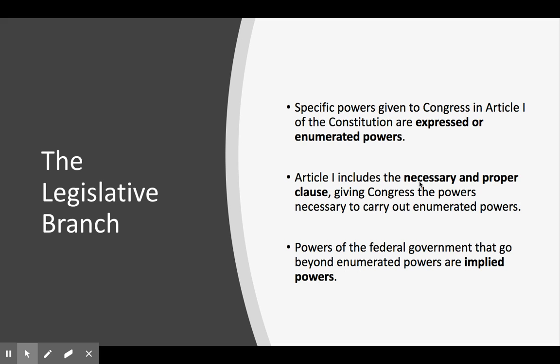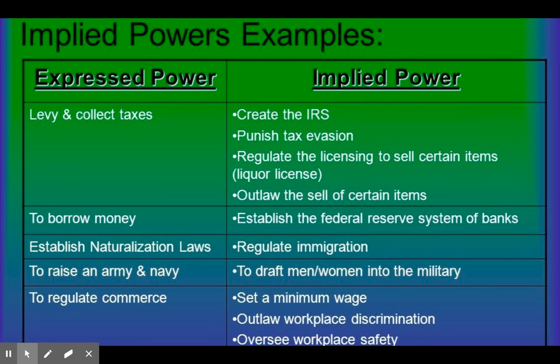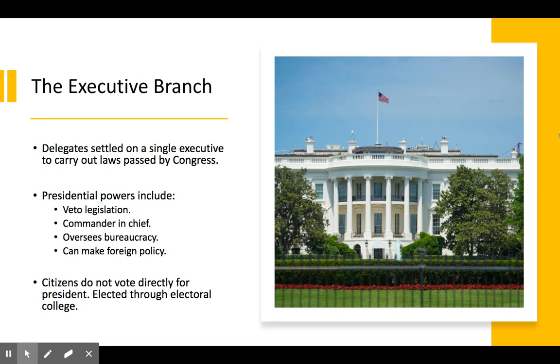Now, you might also see the necessary and proper clause as the elastic clause. Just know that that means the same thing. Now, powers of the federal government that go beyond enumerated powers are called implied powers. And this is just some examples of implied powers. So these are some of the expressed powers or enumerated powers of Congress, and then the implied powers. Okay, so it's implied that they are able to do this as well.